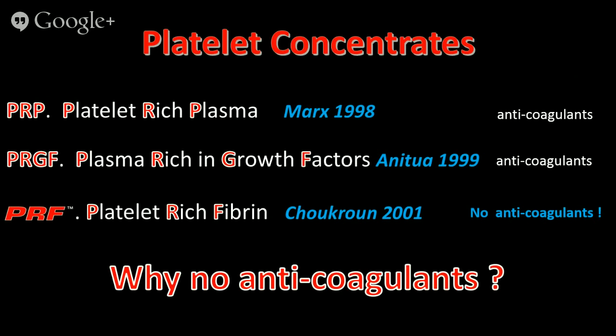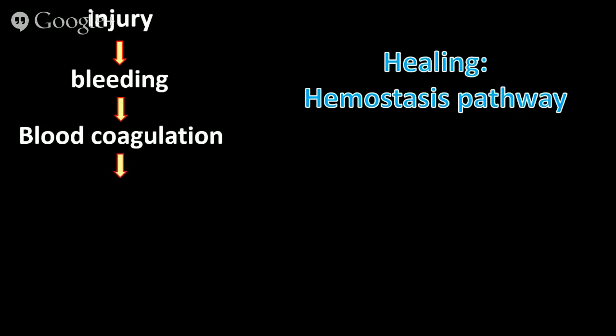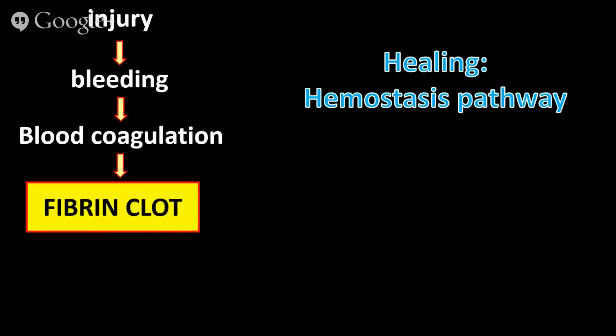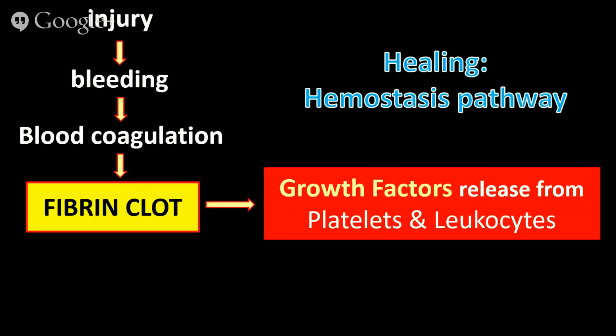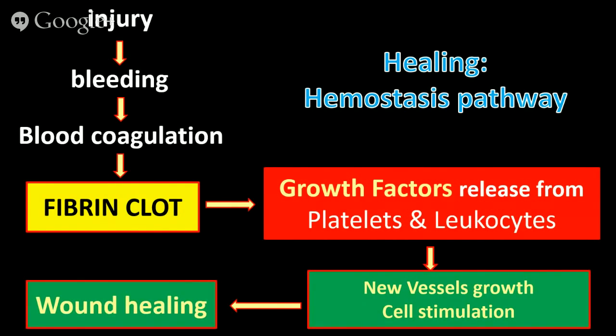Why avoid the anticoagulants? If we go back to the hemostasis pathway, when we have injury, we will have a blood clot and the fibrin clot. This clot will release growth factors from platelets and white cells. And then we can obtain a new vessel growth for cell stimulation, and then we will have wound healing.